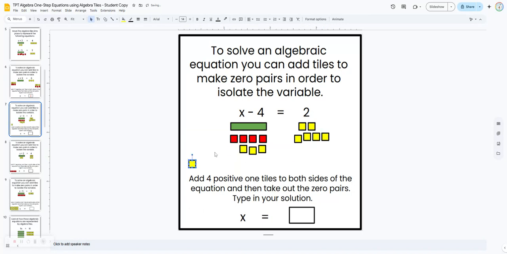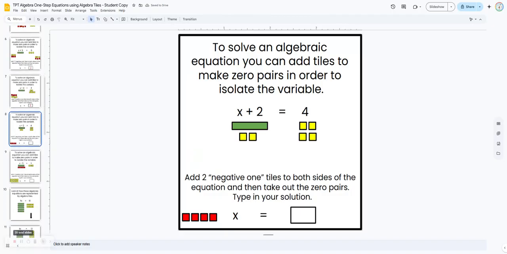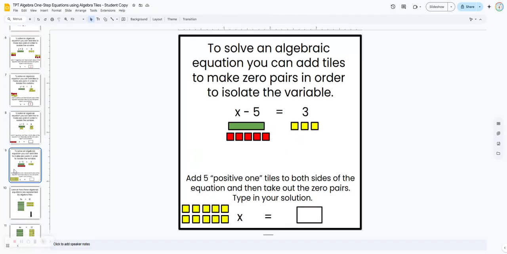Take out the 0 pairs, which are only on the left-hand side of the equation. We take out 0 pairs, we're just taking out 0. And then we get x equals 6. So we're going to type in a 6. Now some of your students may just come in here and just type in the answer because these are fairly simple equations. However, you want them to show you how they've got their answer with the tiles so that they can understand this conceptually. Same thing on the next slide and the next.